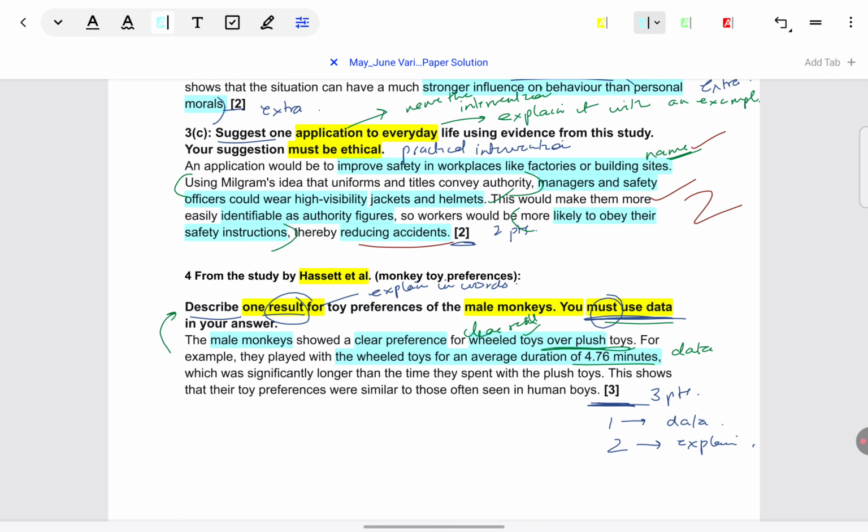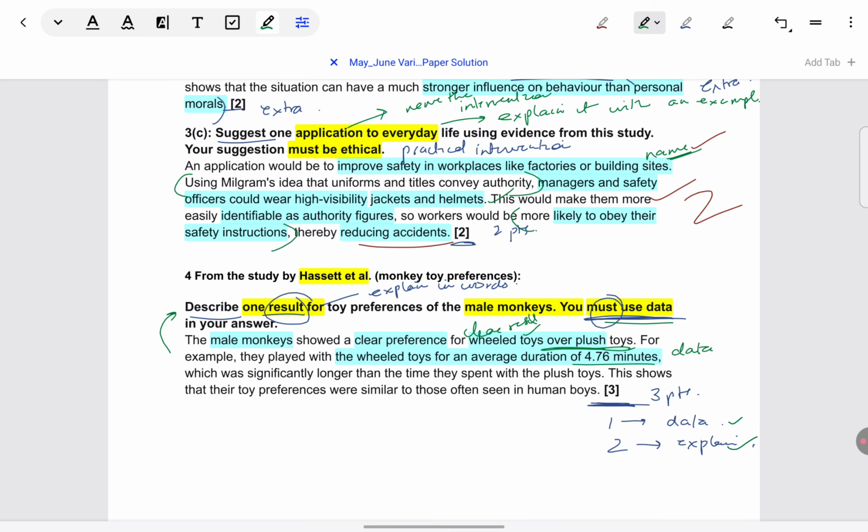Now, there's one more piece of data that supports this result: the fact that 73% of the monkeys, in terms of frequency, liked the wheel toys over plush toys. But here, the candidate's strategy is to give one piece of data and explain that. They haven't given another piece of data. Alternatively, you can give both this 4.76 minutes as well as 73%, and say both indicate that male monkeys preferred wheel toys over plush toys. That strategy is also good.